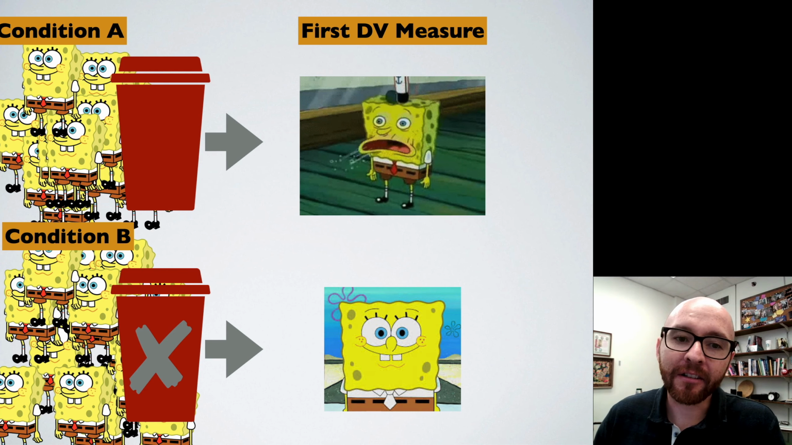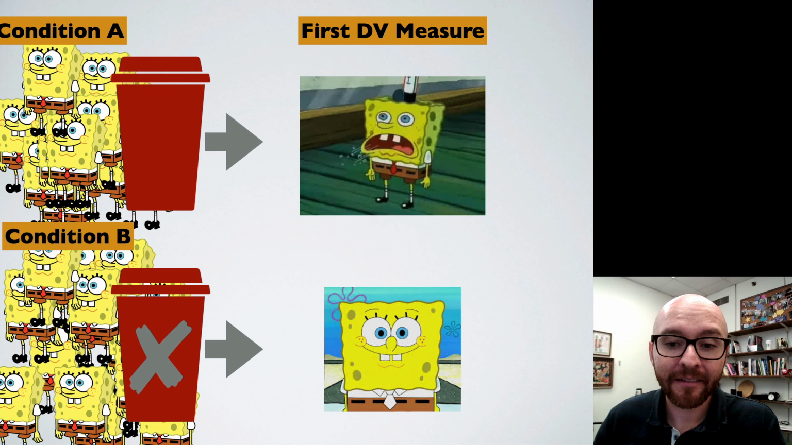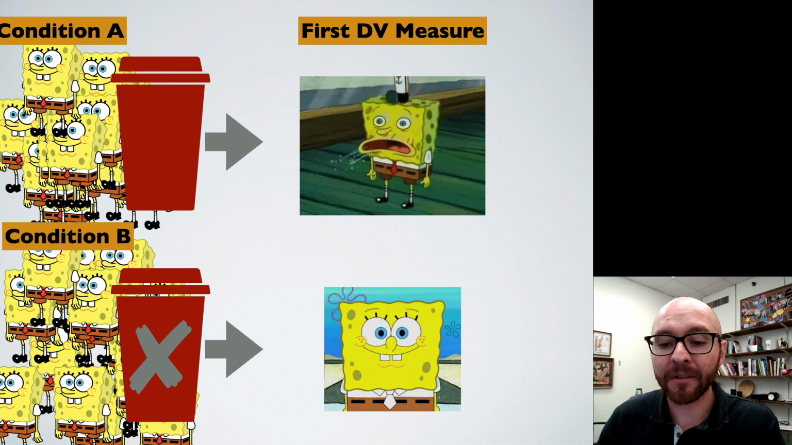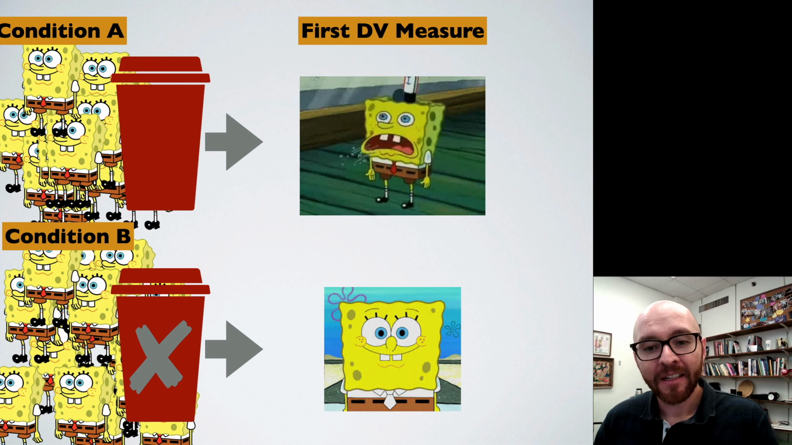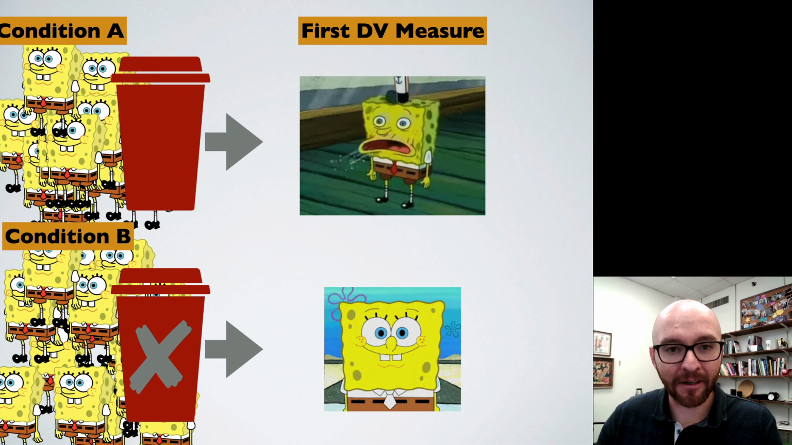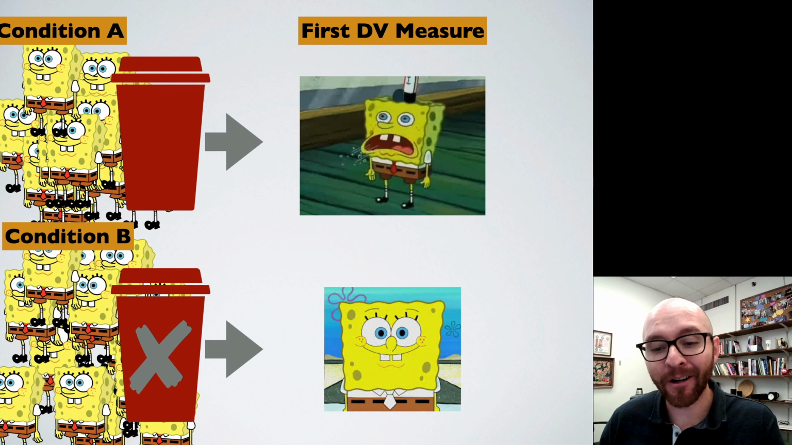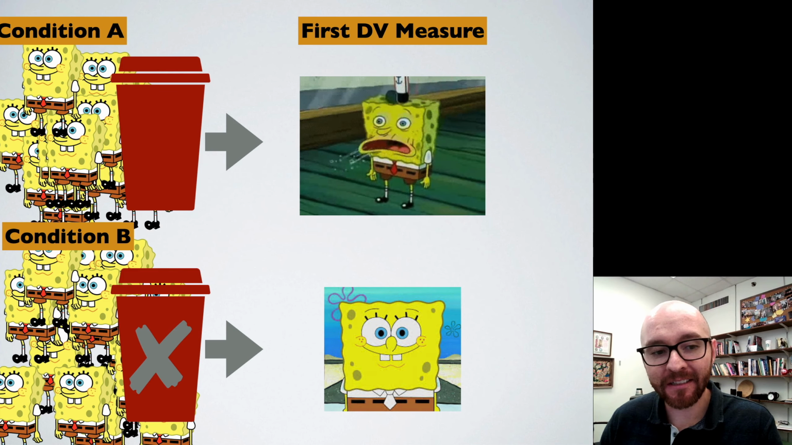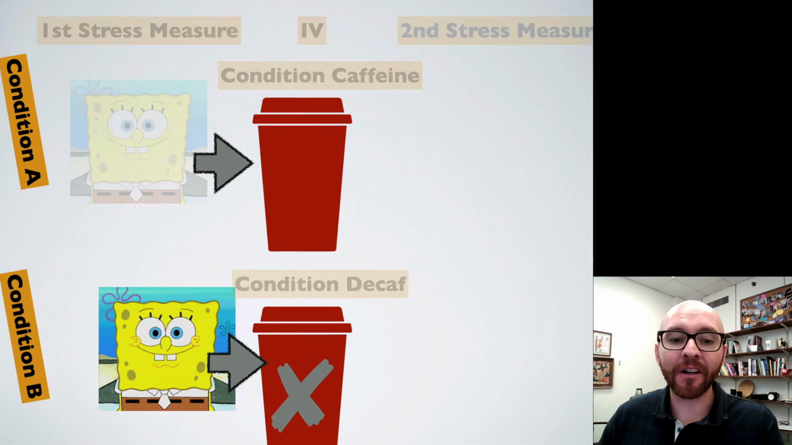And I give one group, the top group, condition A, caffeine. And the bottom group, I give them decaf. And then I take a measurement of the DV, which is anxiety. Okay? And then I find the people in condition A, right? Remember, these were randomly assigned into condition A and B. The people in condition A seem to be more anxious than the people in condition B. That's fine. I use a post-test only design. You can do that. Or you can do this.